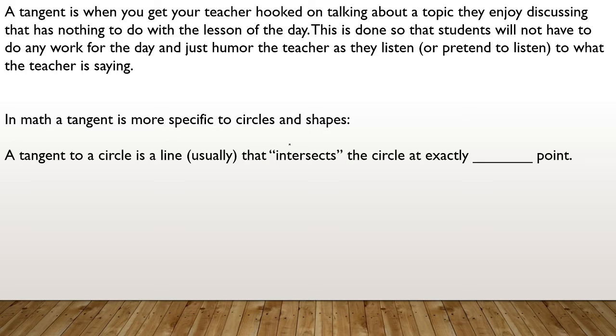But in math here, a tangent is basically a line, or it could technically be anything, but usually it's a line, that quote-unquote intersects the circle at exactly one point. This is commonly defined as a line that does not go through the circle, it just touches the circle. Think of it like the ground and a ball resting on the ground. That ball is tangent to the ground at that point because it's not going through the ground, it's just touching the ground at that one point and that's it.